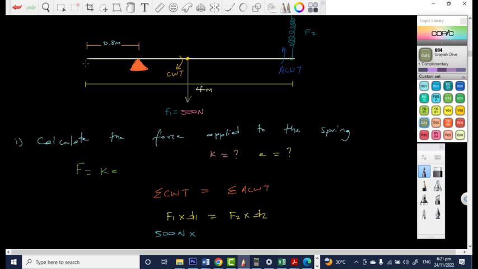Let's say we call this end A and this one B. If we have a 4 meter long plank and the center is located right here, how far from A would the center be? Would it be 2 meters? 2 meters. Everybody agree?